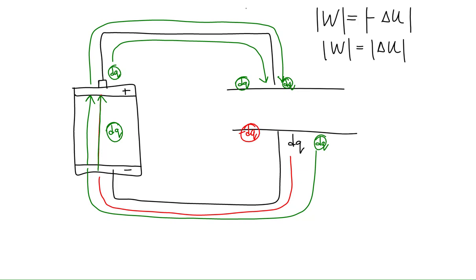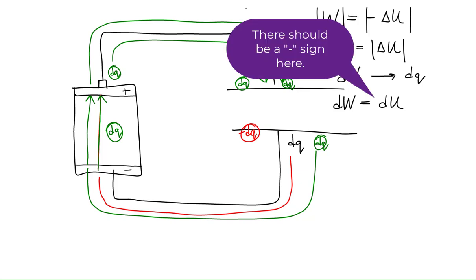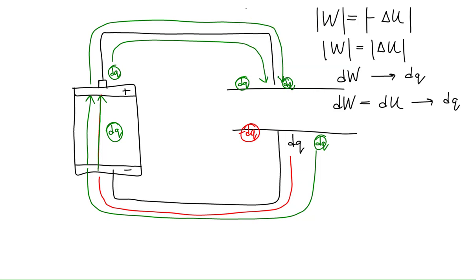Well, we know that it takes a small amount of work to deposit a small amount of charge. We also know that there is a relationship between work and potential energy. So if we have a small amount of work, that corresponds to a small amount of potential energy, which corresponds to a small amount of charge. Well, there's a relationship between potential energy and charge, and that relationship is given to us via voltage.